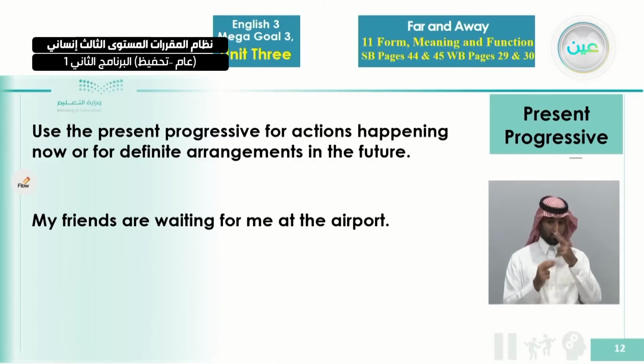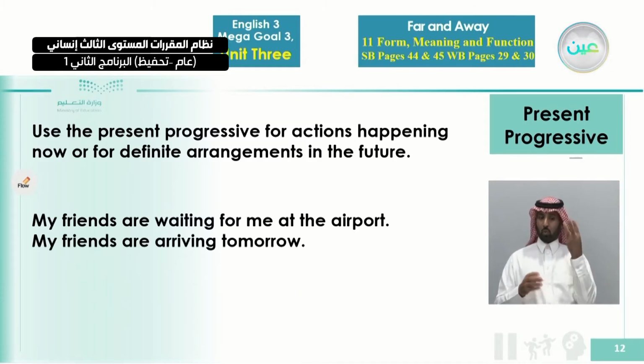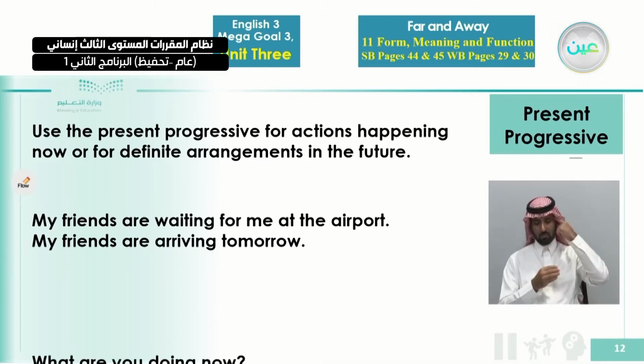Look at the example here. My friends are waiting for me at the airport. Okay, look here. Are waiting. We have the auxiliary verb are, and we have the main verb, which is followed by ing. So they are waiting. That means at the moment of speaking. My friends are arriving tomorrow. So here also we use it for talking about plans, as you can see here, for definite arrangements in the future. Okay, so we can use it for talking about the action that is happening now, and also we can use it for the future as well.